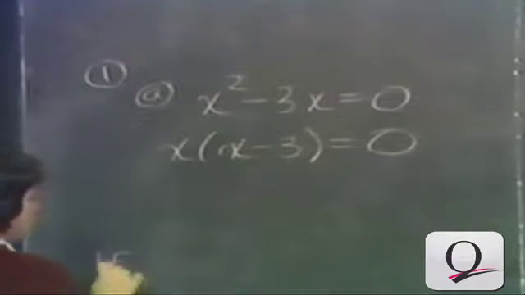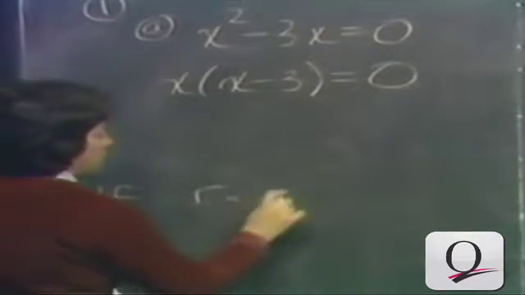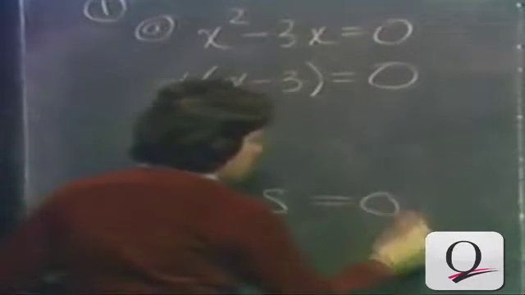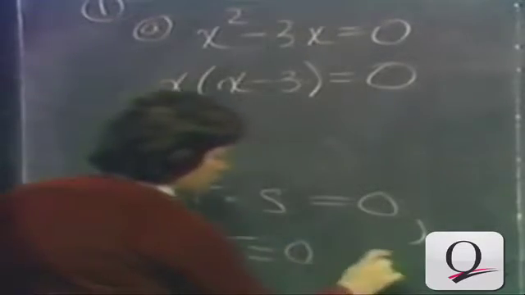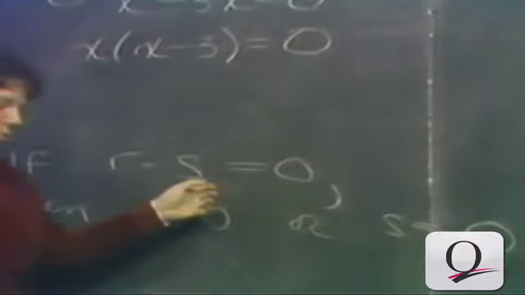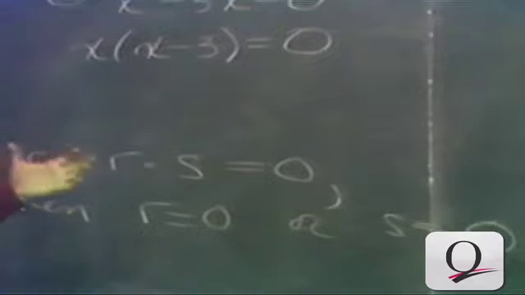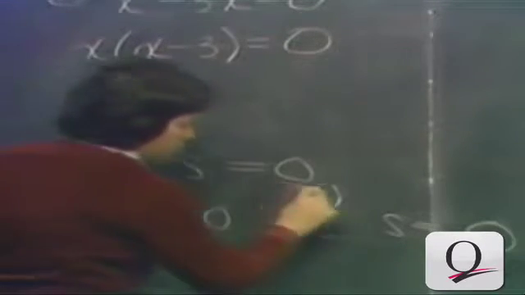Now, the whole principle of solving quadratic equations by factoring is that if you have two real numbers, r and s, such that r times s equals 0, then either r equals 0 or s equals 0 or both. If the product of two numbers is 0, ask yourself what that means. That means either the first number is 0 or the second number is 0 or both. And it's only with 0 that you can do that.